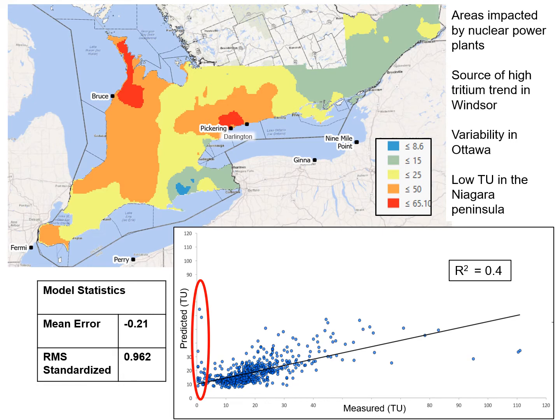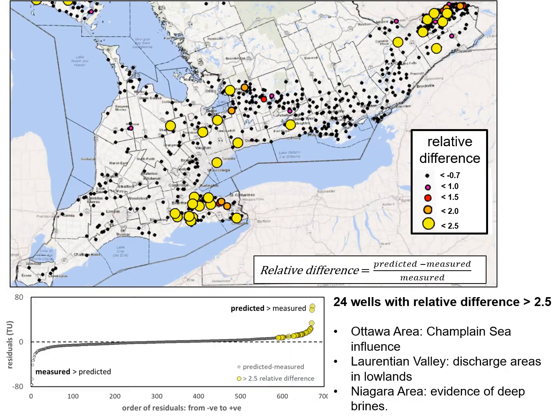So when we plot measured versus predicted tritium, we get an R² of 0.4, and we see that the biggest differences occur in areas where our measured value is near 0 or very low, and the model has predicted a much higher value. And you can see that those samples are circled in red.